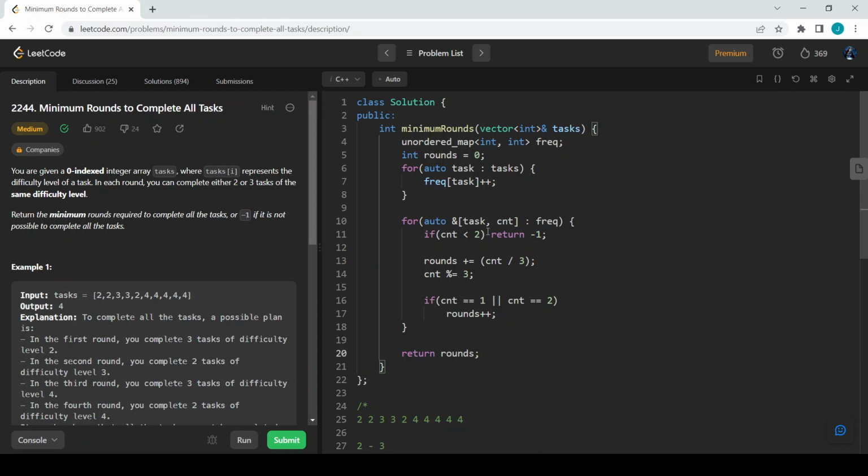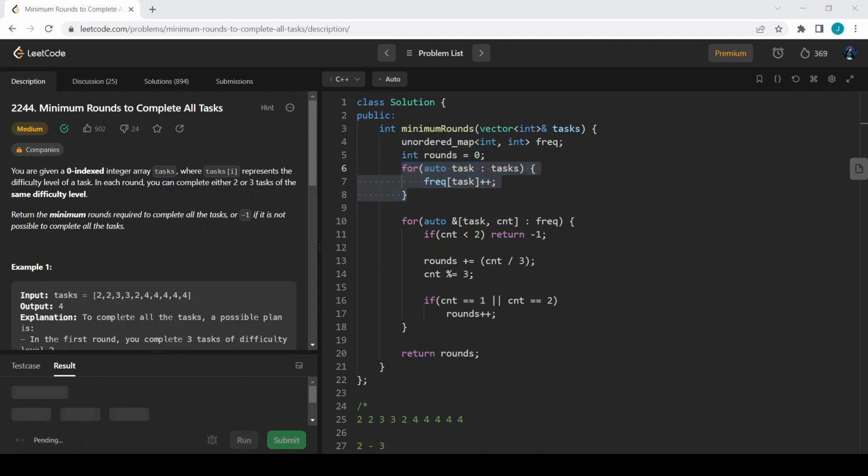The time complexity for the solution will be order of n, and the space complexity will be order of n if there are distinct tasks. So let us submit the code. Great, it gets accepted.